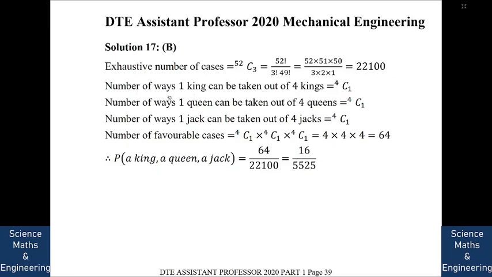So number of ways one king can be taken out of these 4 kings that are there in the pack is 4C1. Similarly, for queen it is 4C1, again jack is 4C1. So the number of favorable cases would be multiplying all 3 parts. So 4C1 into 4C1 into 4C1, so it is 64. So therefore the probability of a king, a queen, and a jack is 64 by 22100, or 16 by 5525.